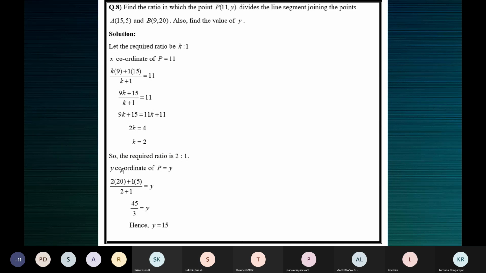All right, children. So here you can see how to find y. Like in the earlier sum, we had to find x. Here, how to find y. y is nothing but the y coordinate of P. And what's the formula? (my2 plus ny1) by (m plus n) will give you the y coordinate of P. So the ratio we got is 2:1. When k is 2, that means the ratio is 2:1. The value of y is 50.